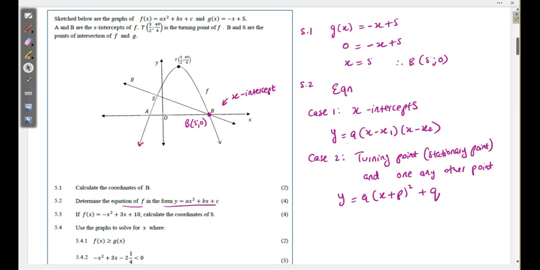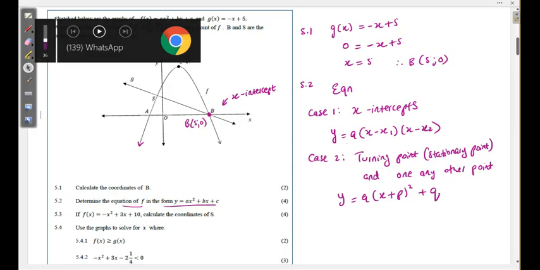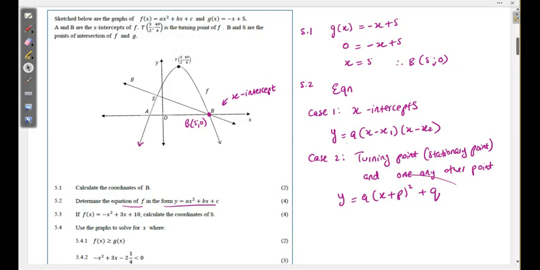I'm tempted to show you in terms of derivative. Let's go along with this one. Which case are we talking about here? Definitely the second one. So we are using this formula.